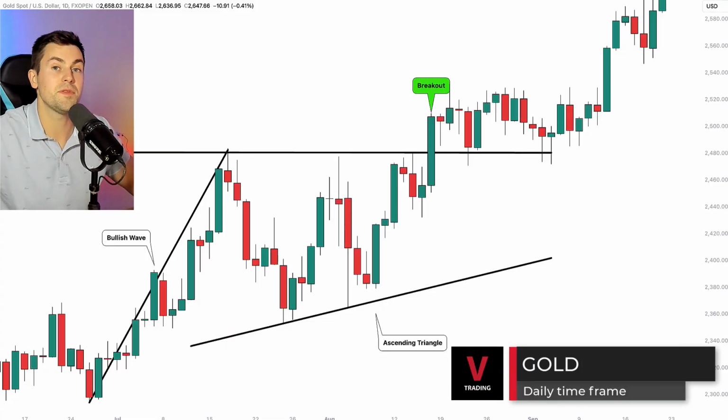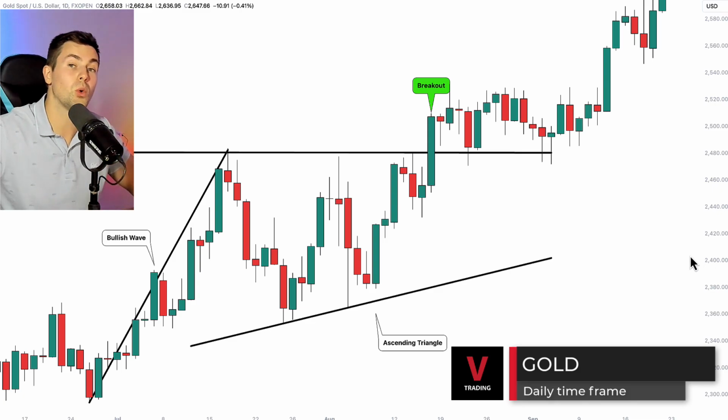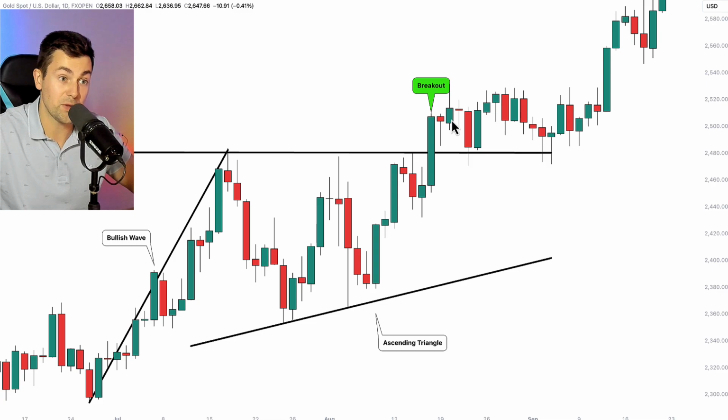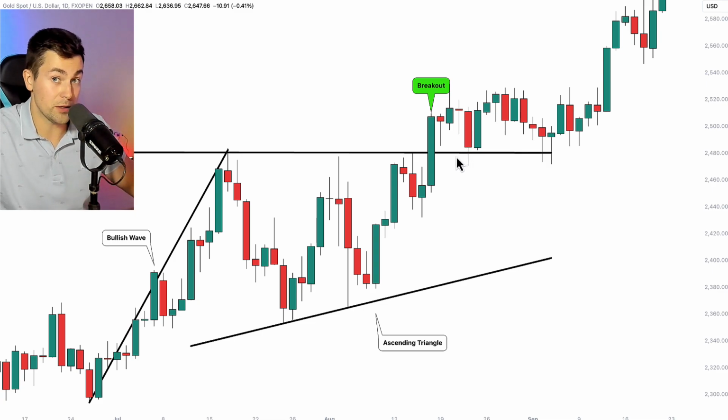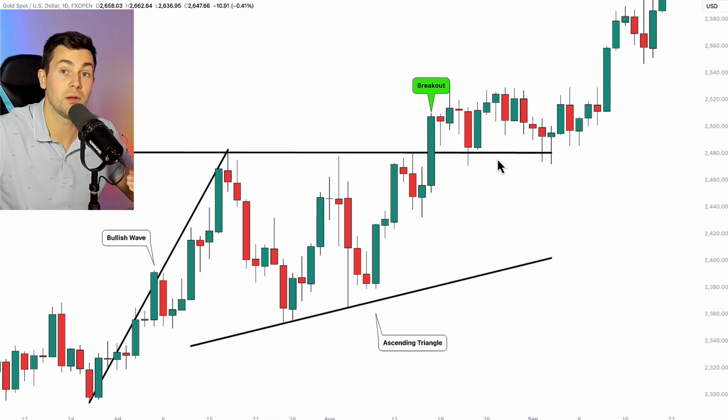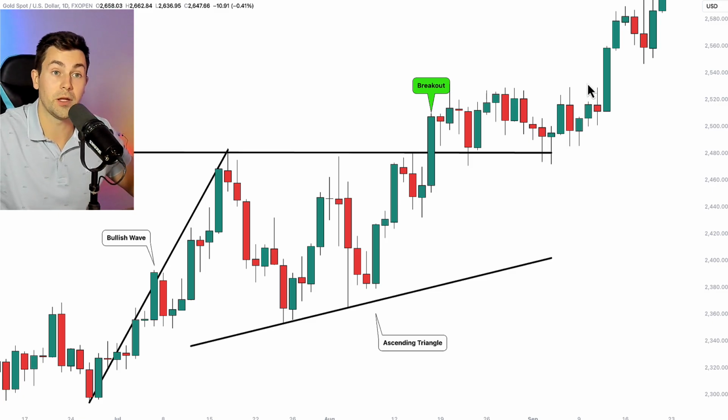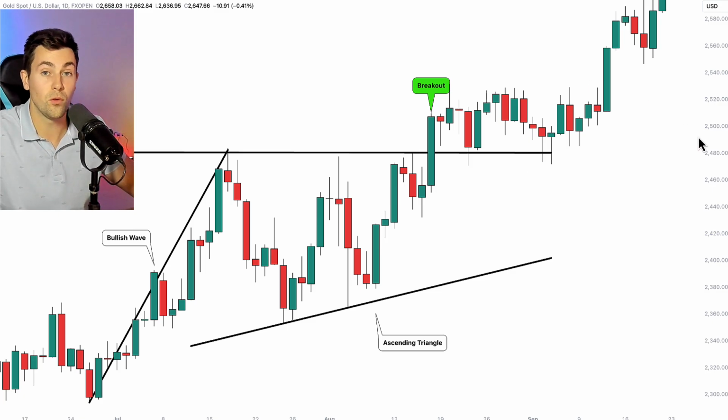That's a great example of the ascending triangle formation on gold on a daily time frame. You can see that after the violation of the neckline of the pattern, the market retested that. After the breakout, the neckline turned into support, and from that a bullish movement started.